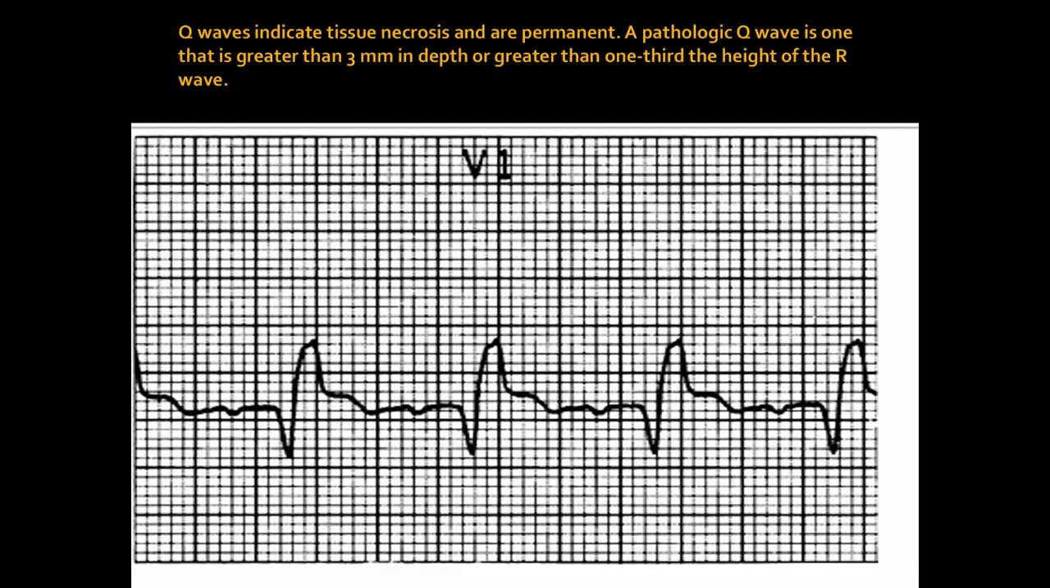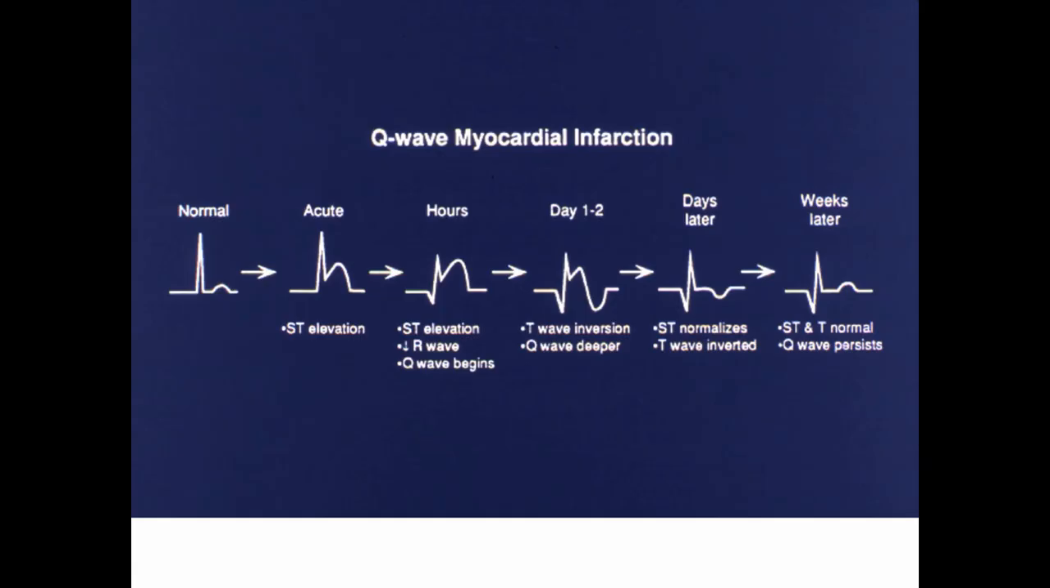So these are the Q waves. As we have told you, the first negative deflection is called Q wave. And here you can see that this Q wave is more than 3 mm, or it's more than 1/3 of the height of R wave. So this is the definition of pathological Q wave.